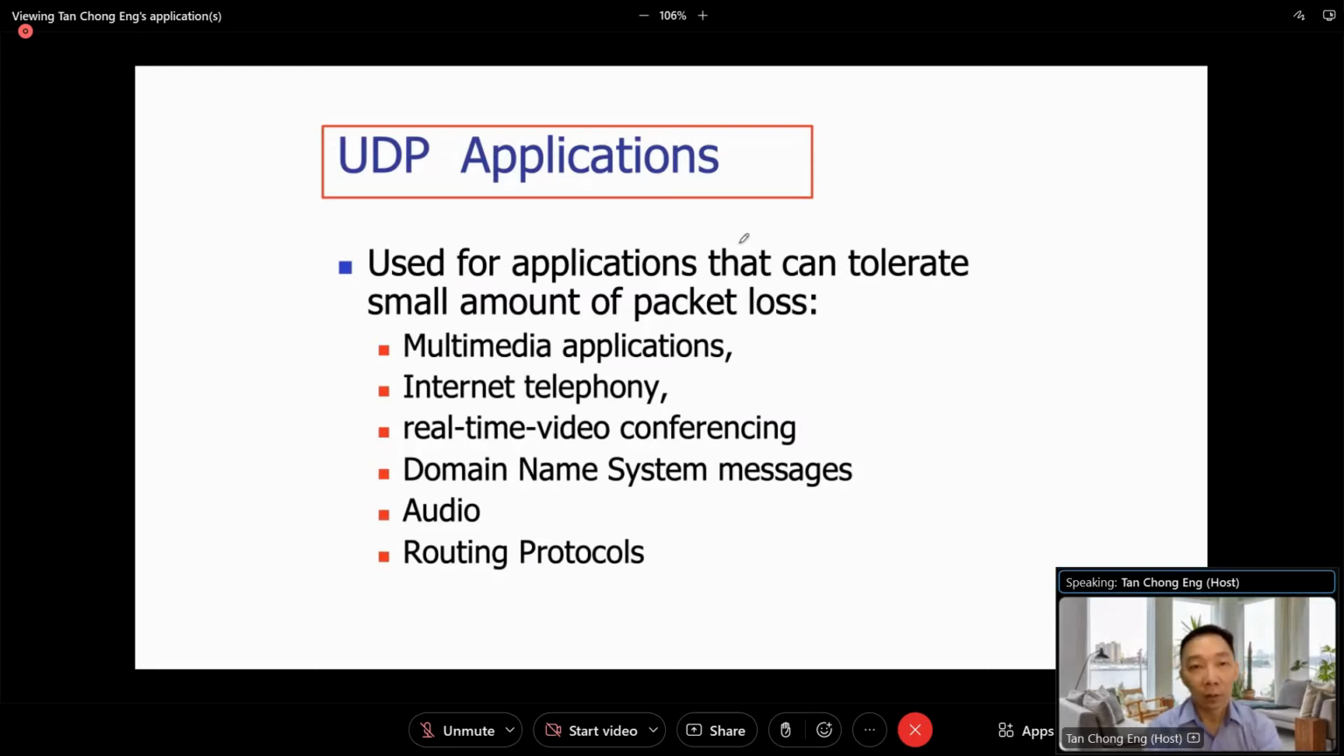So you can see that when you are using UDP, your application can probably tolerate a small amount of packet loss. Some examples are multimedia applications, internet telephony, real-time video conferencing, and also the domain name system.